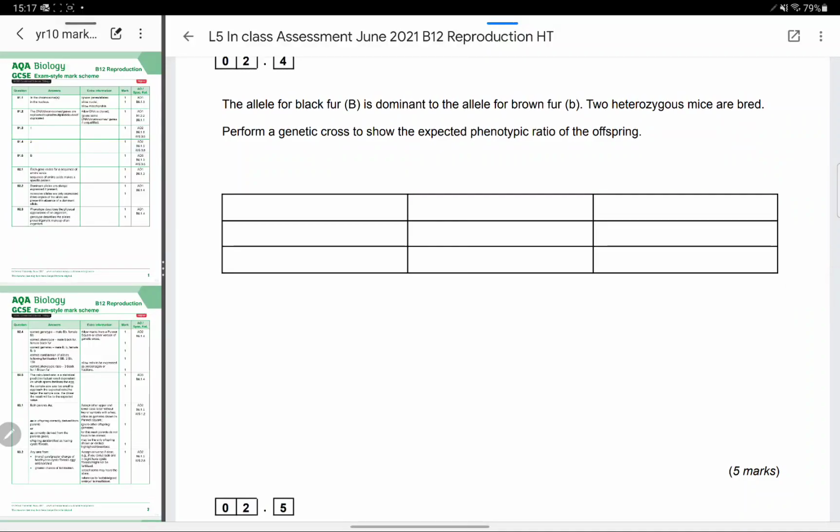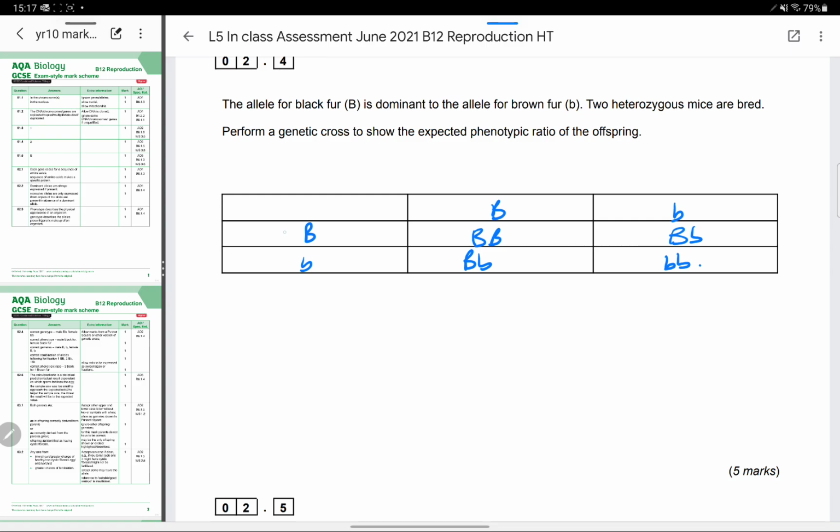2.4, the allele for black fur, B, is dominant allele for brown fur. 2 heterozygous mice, so you need to know that heterozygous means 2 different alleles. So we would have big B, small b, and big B, small b. And most people got this right, guys. If you multiply this out, you get big B, big B, big B, small b, big B, small b, and small b, small b.